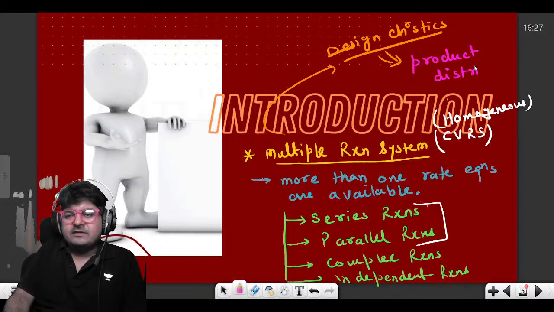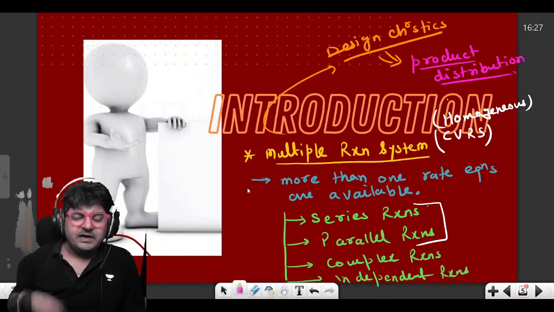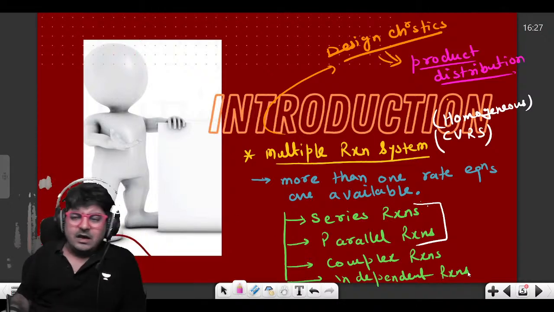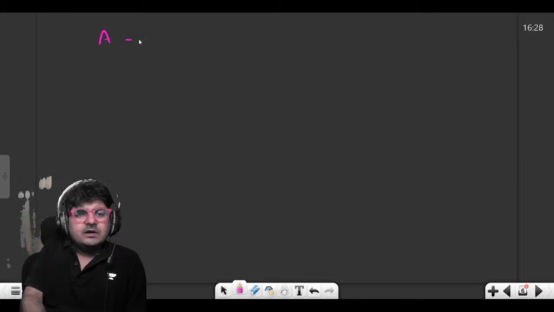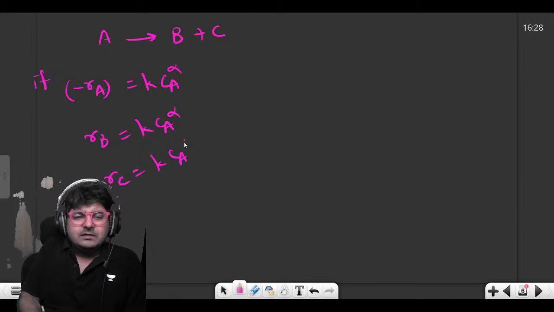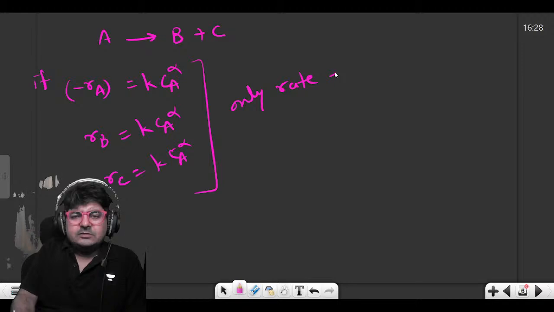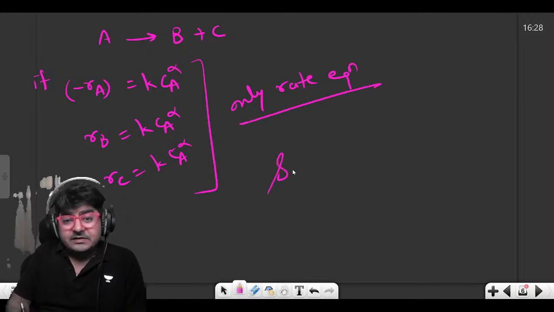Here we will not look at conversion like before, in a single reaction system. We were dealing with a single reaction system where only one rate equation was there. है ना? अगर किसी को डाउट है तो ऐसे भी समझ सकते हो, like A gives B plus C. This is the reaction. If minus rA equals k CA power alpha, you know that rB will also be k CA power alpha, rC will also be k CA power alpha. So you can see only one rate equation is there. है ना? So this is what you call a single reaction system.